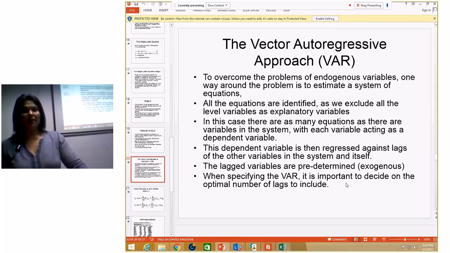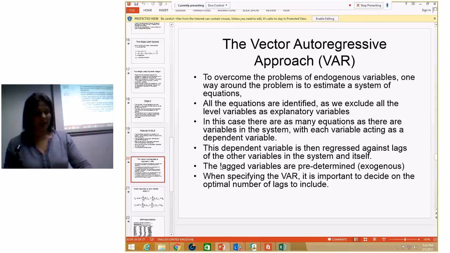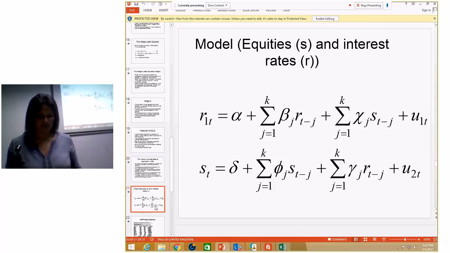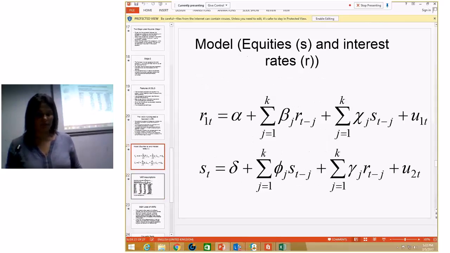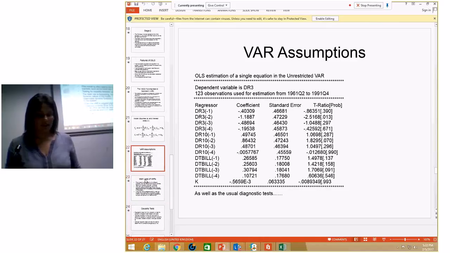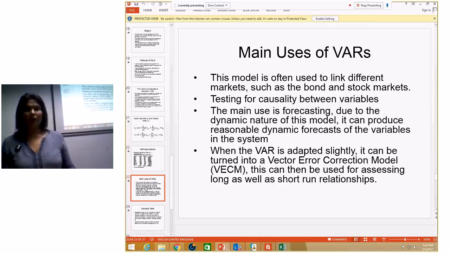When specifying the vector autoregression, it is important to decide how many lags we need to include. Right, if we have two variables, all these two variables act as dependent variables.